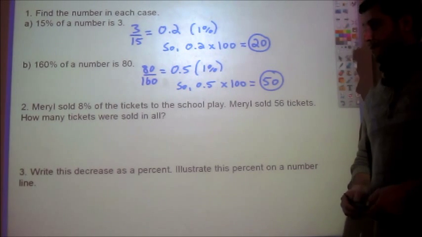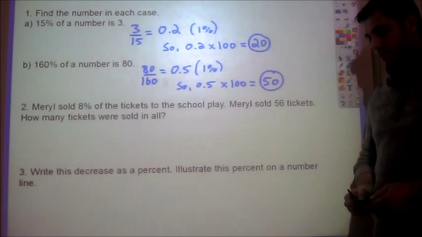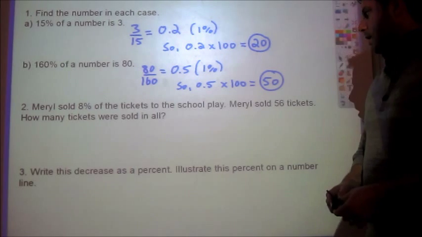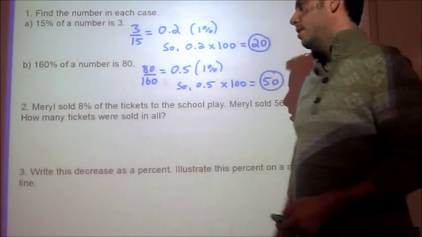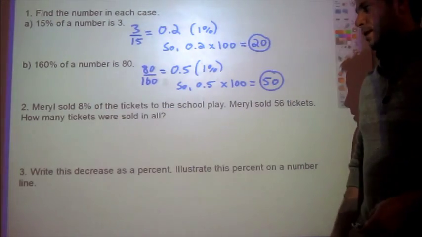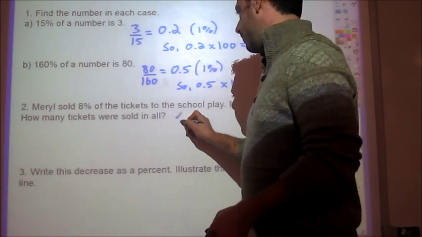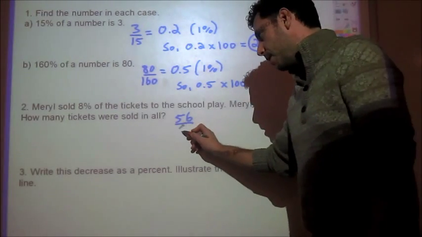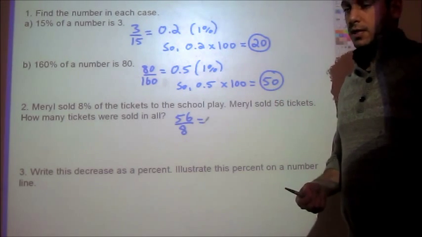How about question 2? Merrill sold 8% of the tickets to the school play. Merrill sold 56 tickets. How many tickets were sold in all? Well, we know that 56 tickets is equal to 8% of the tickets in total. So how many were there in total? Well, we can take the 56, which is equal to 8% of the total, divided by 8 to figure out what 1% is.